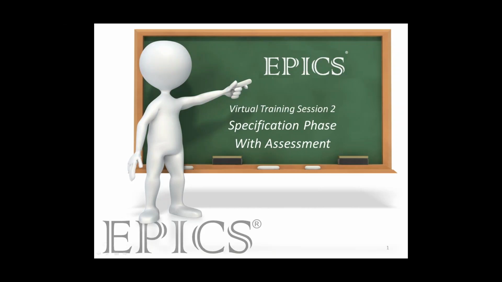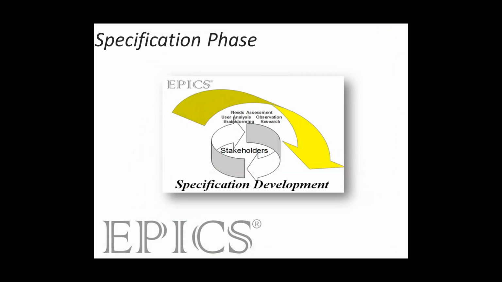Okay, so this is the second session, and we're looking at the specification phase. The second phase is the specifications, where, if you remember, when we were talking about the project identification, we were figuring out what needs to be done, what is the best use of time, what is the best use of resources to serve the community.